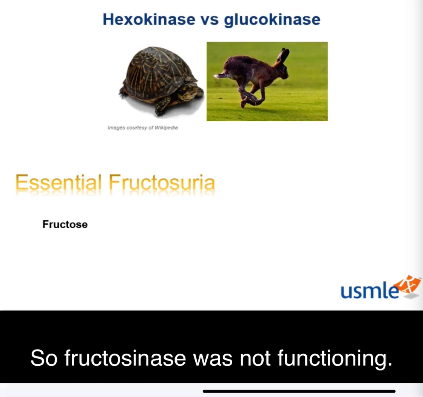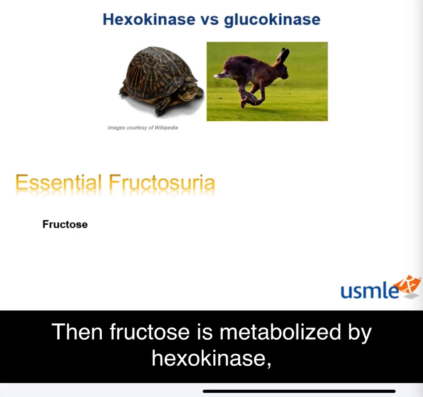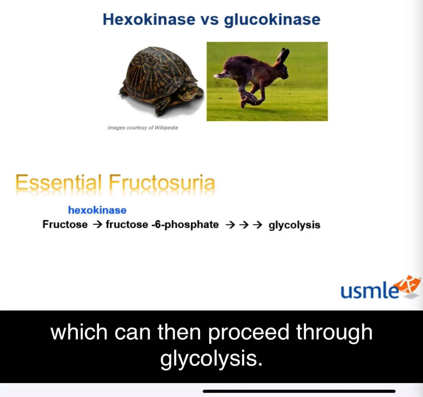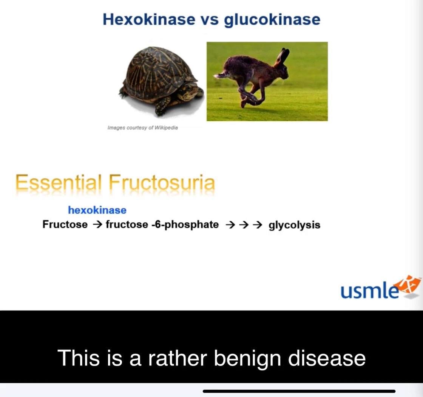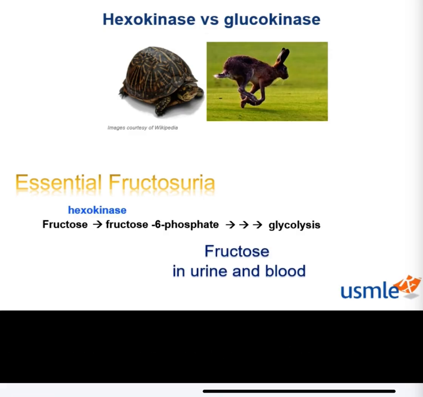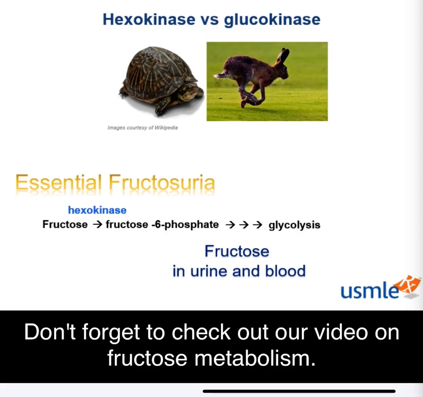So if fructokinase is not functioning, then fructose is metabolized by hexokinase, which converts fructose to fructose 6-phosphate, which can then proceed through glycolysis. This is a rather benign disease, and clinically, you really only see fructose in the blood and urine. Don't forget to check out our video on fructose metabolism.